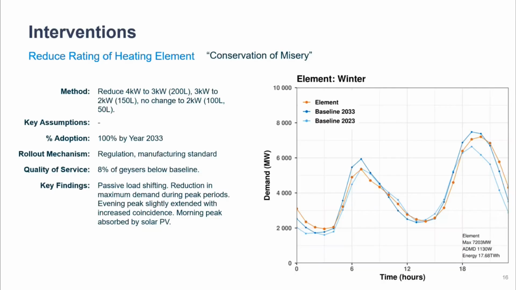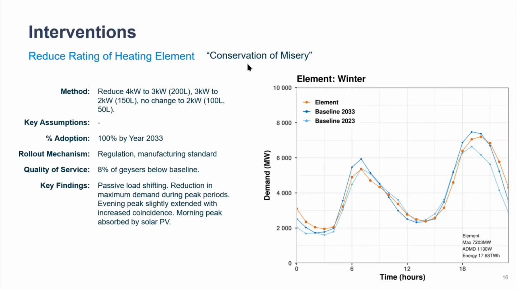But what is quite interesting about this is there's a passive load shift that happens. Because the element is smaller, it needs to heat for longer. So effectively, you're drawing out that peak over time, which could be beneficial, especially around the peak hours in the evening. I am going to refer to, Marcus really put his finger on this.